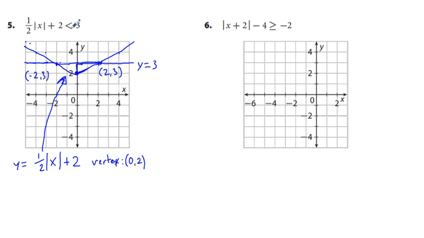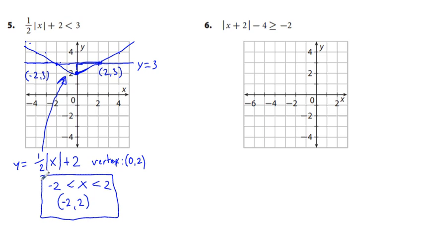We have less than, so our solution is going to be x is greater than -2 but less than 2. And in interval notation, we will say open parentheses, -2, comma 2. So we have here above the inequality notation, and below the interval notation, our solutions.